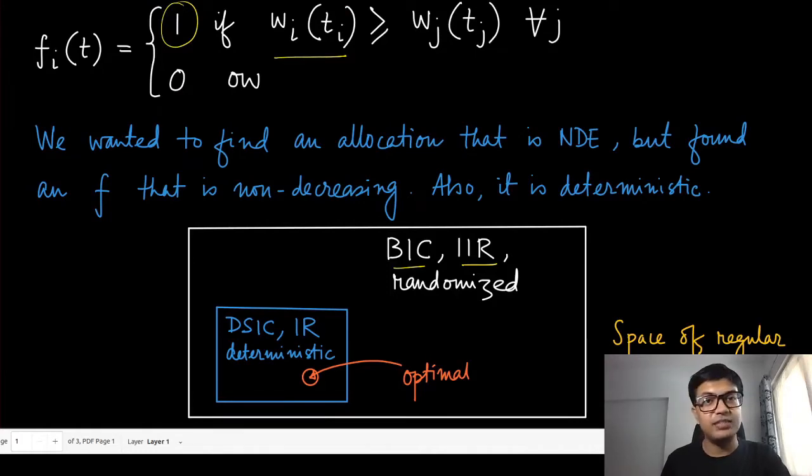And also DSIC, because the mechanism that we actually found is not only non-decreasing in expectation, it is actually non-decreasing. So according to the first result of Myerson's characterization, we can conclude that this mechanism is dominant strategy incentive compatible. So we actually found a mechanism which is much stronger in a larger class of mechanisms. So the optimal mechanism, as this picture shows, in this class of BIC, IIR and randomized mechanisms, there is a smaller subclass which are DSIC, IR and deterministic, but our optimal mechanism incidentally lies in that smaller set.